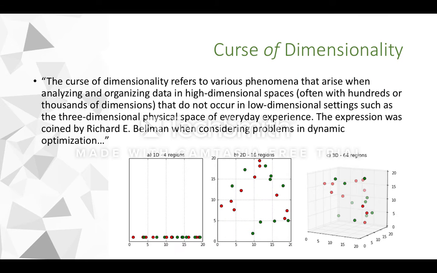So, the curse of dimensionality, what is it? It was coined by Richard E. Bellman when he was considering problems in dynamic optimization, and the definition of it is the various phenomena that arise when analyzing and organizing data in high-dimensional spaces that do not occur in low-dimensional settings, such as the three-dimensional physical space of everyday experience. So an easier way to think of that is when a data set has a large amount of features but not as many observations, which is what we're dealing with here.